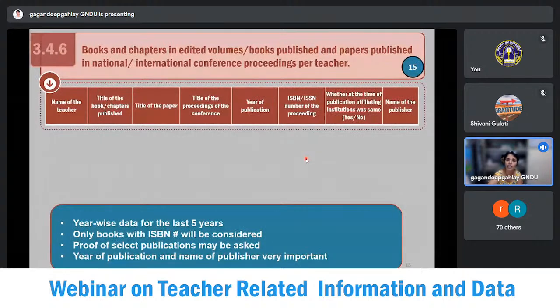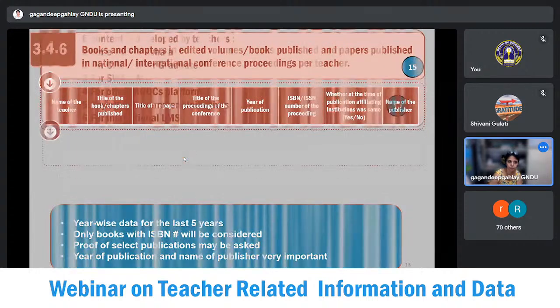During DVV verification, they may randomly ask you to provide proof of selected publications. So we have to be ready with those also.